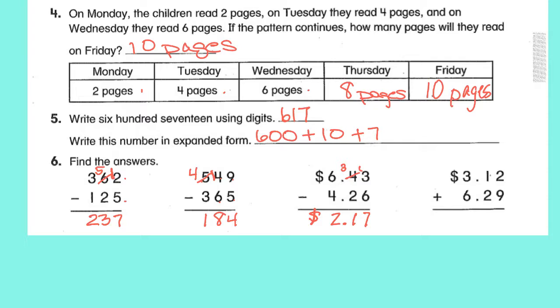All right, moving over to the last one here. $3.12 plus, watch your symbols, $6.29. So 9 plus 2 is 11. So 2 plus 2 is 4. And 3 plus 6, let's not forget our decimal. 3 plus 6 is 9. And then our dollar sign.